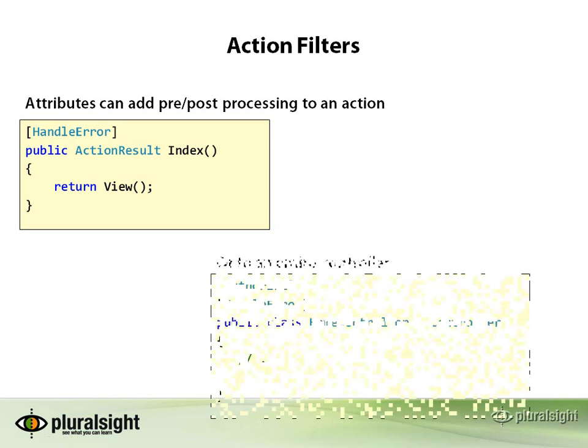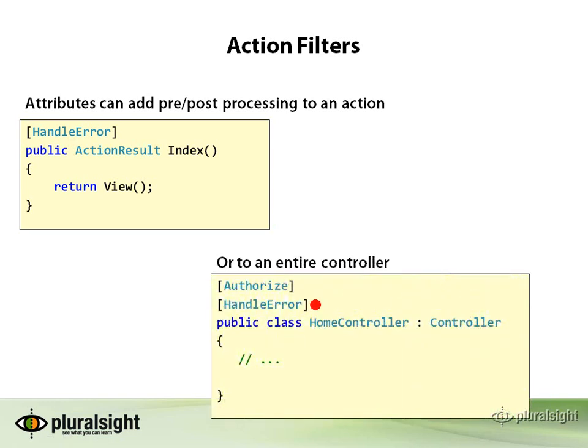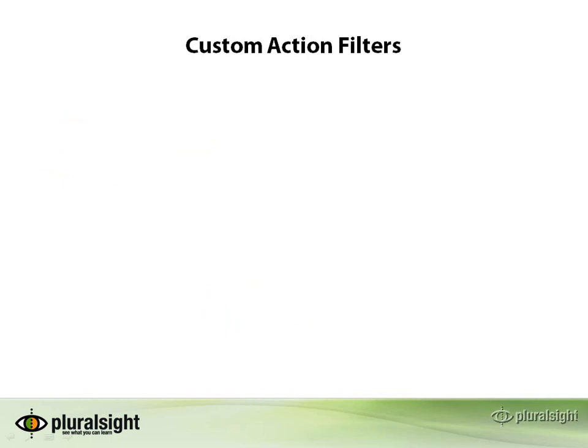I can also apply an attribute at the controller level. That means these two attributes will be in effect for every action that executes inside of that controller. There are a number of built-in action filters for MVC, action filters to do authorization, to handle errors, to do output caching. You can also write your own custom action filter.